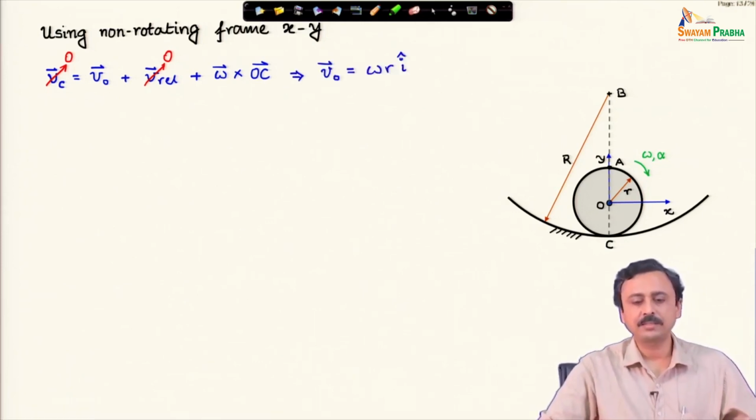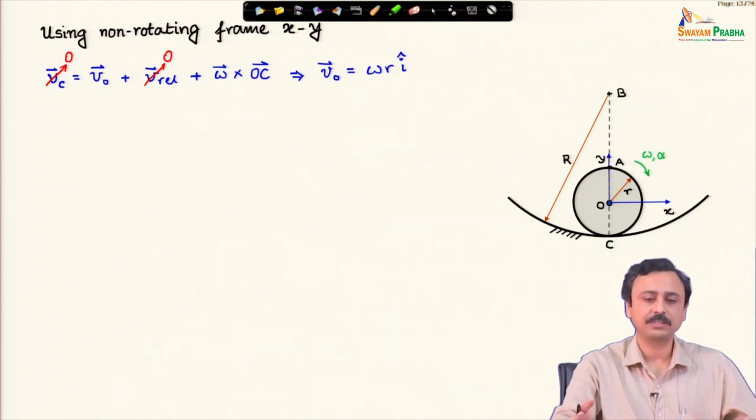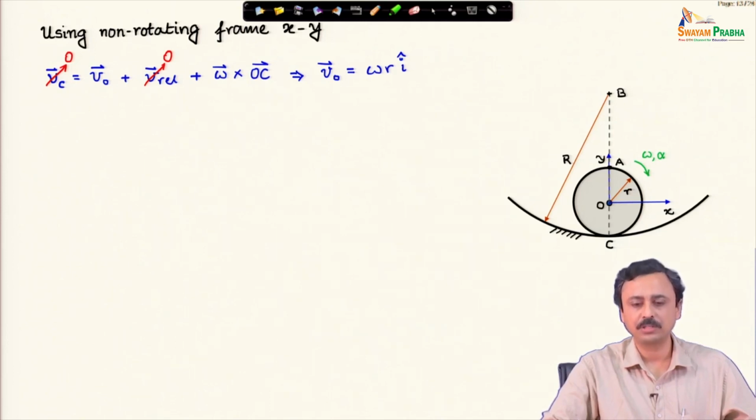Now, that implies V o. Because V c is 0, I can very easily take this to the other side, omega cross O c, and finally find out the velocity of O, the center of the wheel, is still omega r i cap.